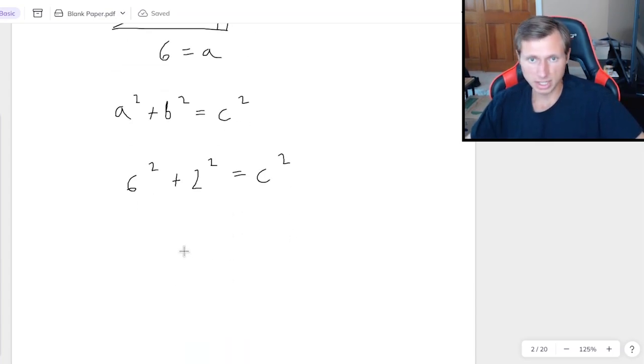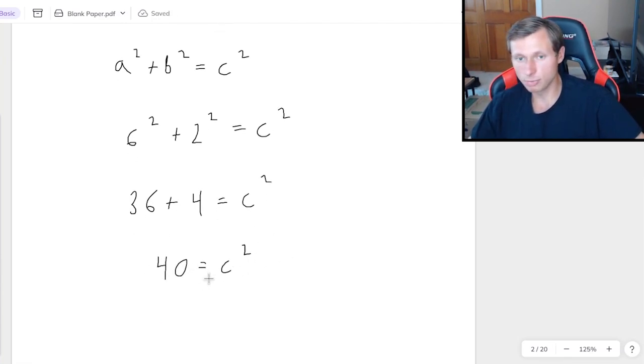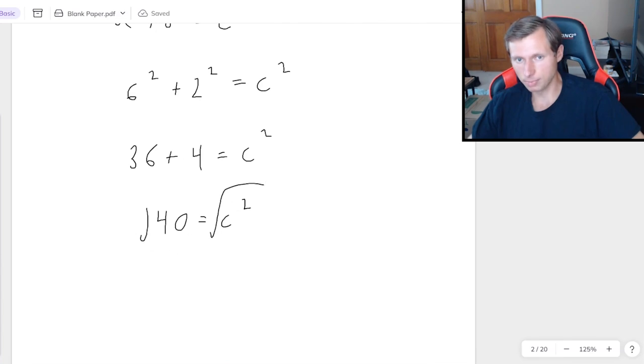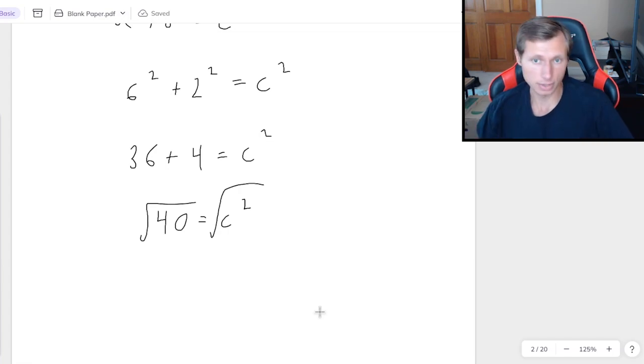Now I'm just reducing. 6 squared is 36, plus 2 squared is 4, equals c squared. 36 plus 4 is 40. And then finally, if I want to solve for c, I just take the square root. Quick note, because I'm a big stickler for notation, technically whenever you take the square root, it's plus or minus. That should be plus or minus root 40. However, you can't have a negative distance, so we're just keeping the positive for this example.